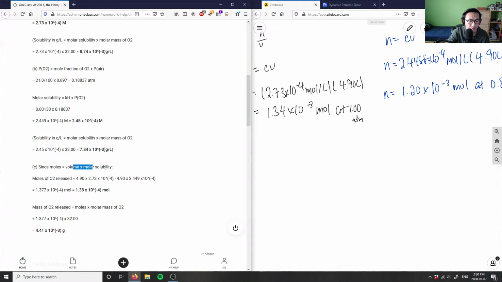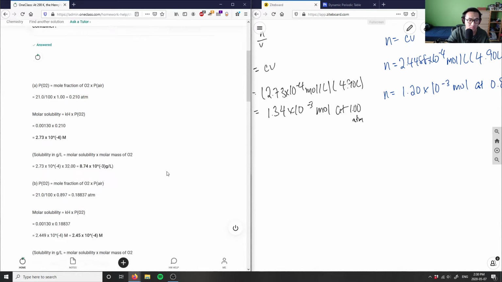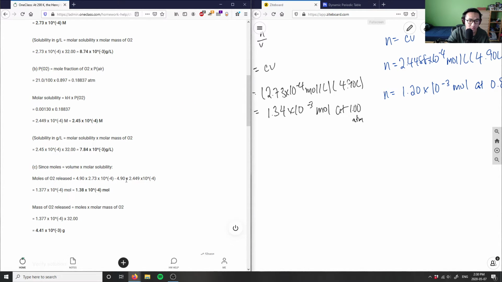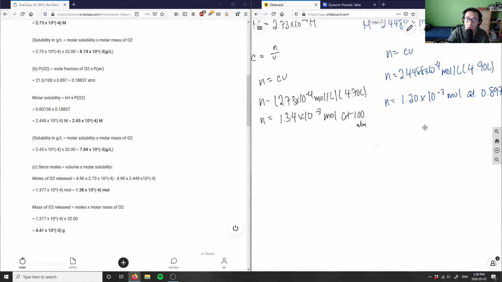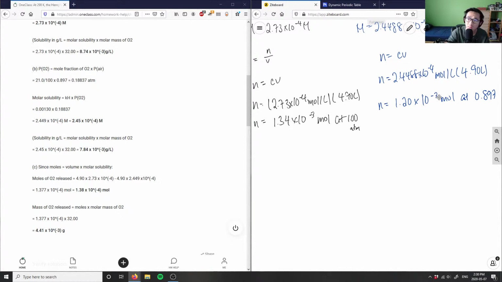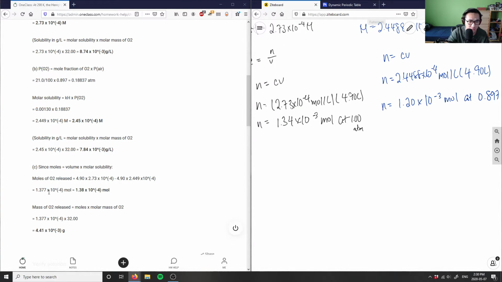Since moles is volume times molar solubility, they have 4.90 times 2.44 here. Yes, that's fine. So this math is good. I don't know how they got this number, so let me just recheck my math.